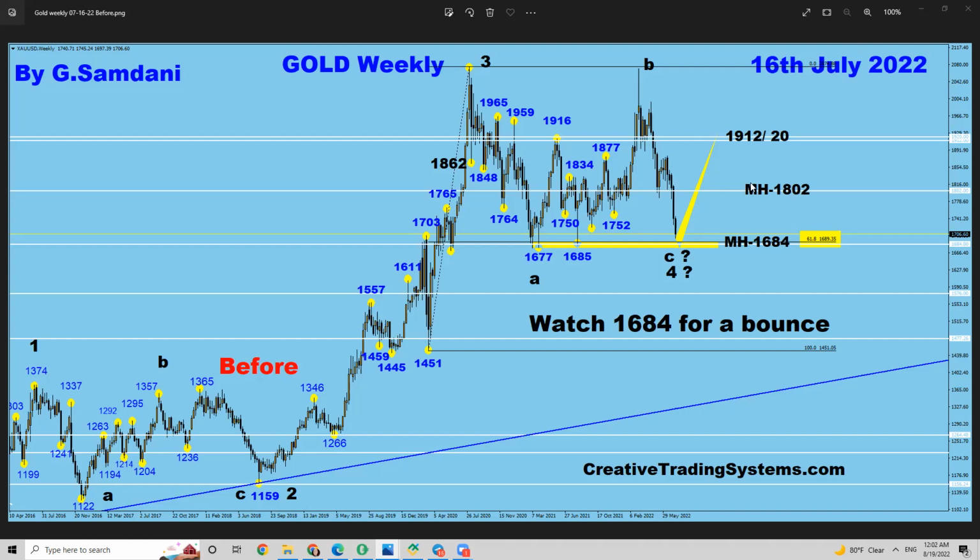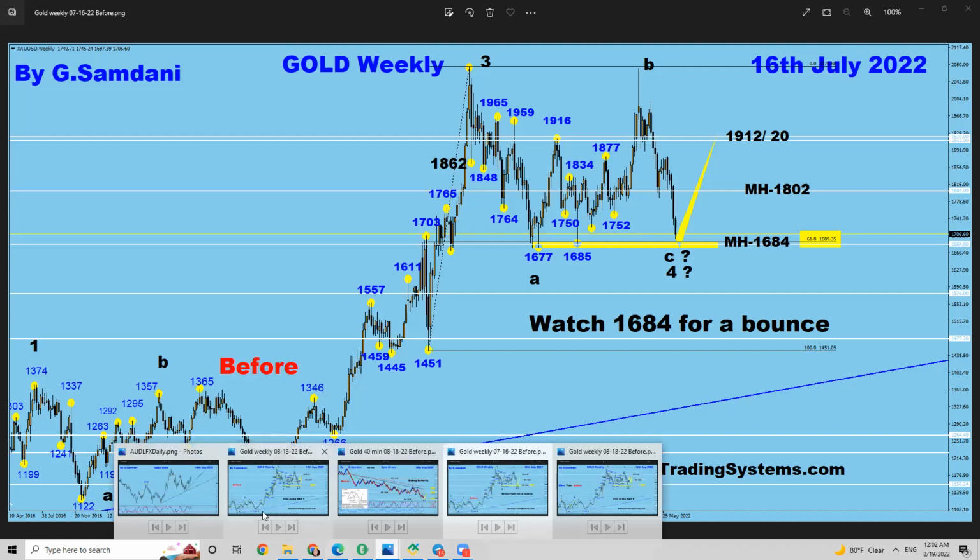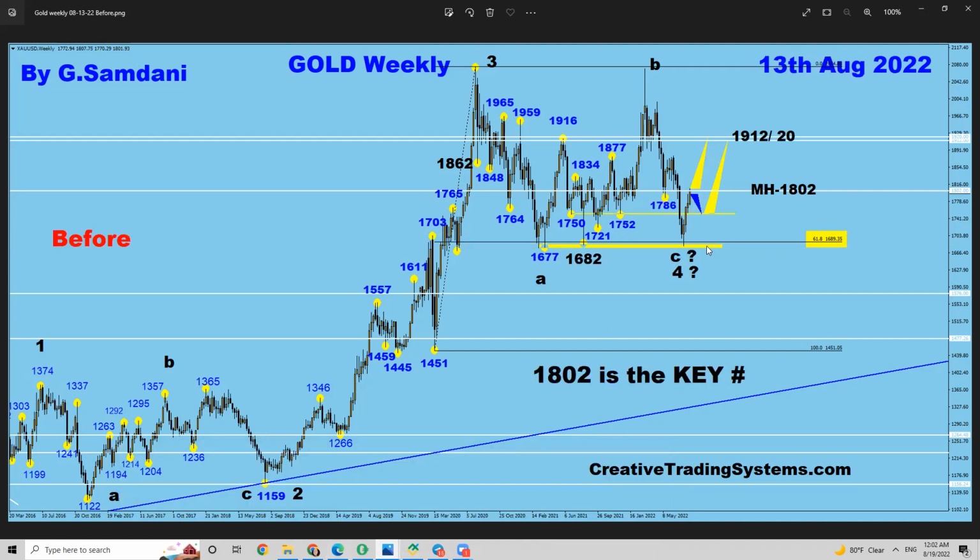First stop would be 1802. If we break that, we will go to 1912. If not, then we will see. So the first stop was 1802. Let me show you how we got there. This is how we got there.